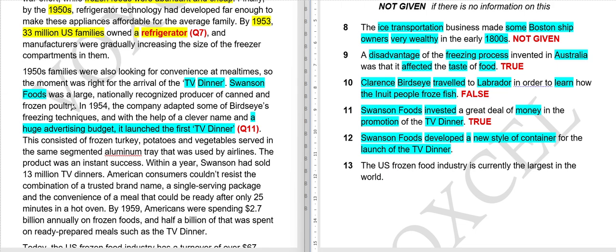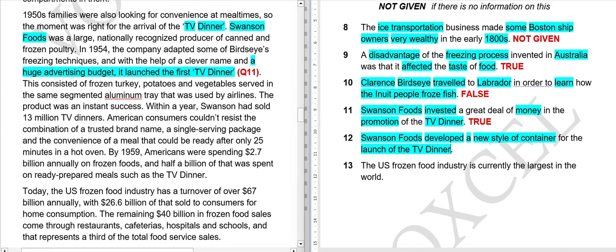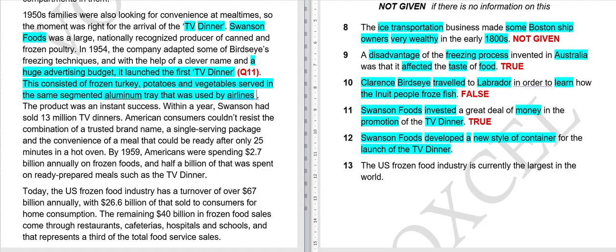So what we'll do is we'll read ahead. This consisted of frozen turkey, potatoes, and vegetables served in the same segmented aluminum tray that was used by. Okay, our answer is from here to here. So you have again some time to identify the answer. Till then, I'm going to write the location here.